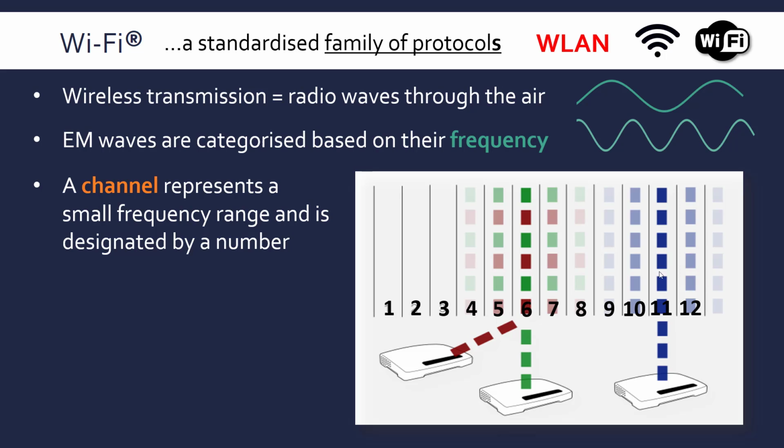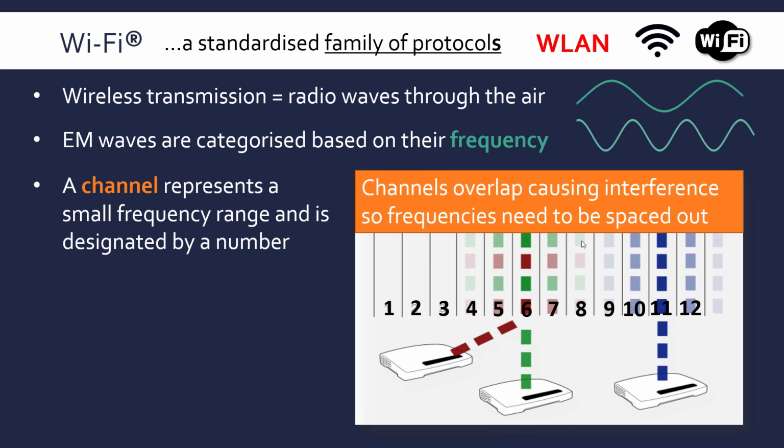So you can see here, the blue one is primarily broadcasting on channel 11, but due to the nature of waves, it kind of spreads out into other channels as well. Whereas you've got two routers here trying to do it on one single channel. Again, they spread out, but they're kind of on top of each other, so you have this kind of collision. So when these channels overlap, it causes interference or collision, and so the frequencies need to be spaced out.